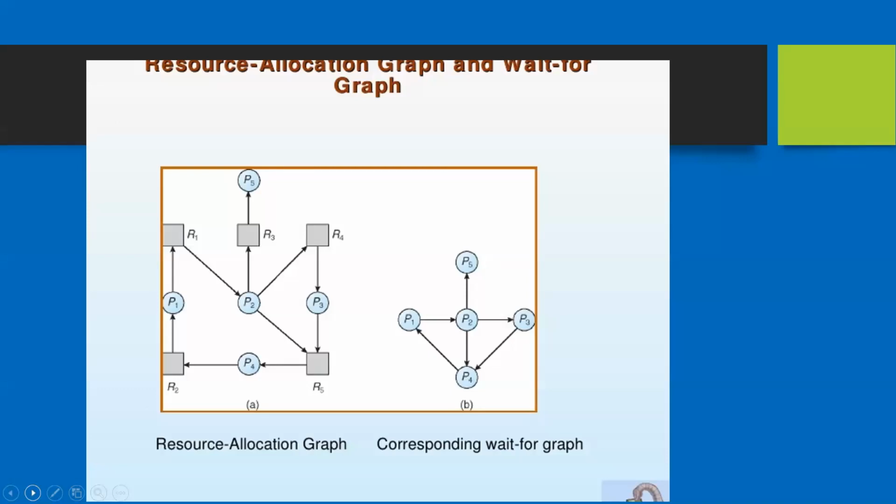This is the resource allocation graph or wait-for graph. Look properly at how the resource allocation graph is drawn. Just observe that there is no formation of a cycle. Is there any formation of a cycle? No, formation of a cycle is not there. As a result, the deadlock situation is not there.